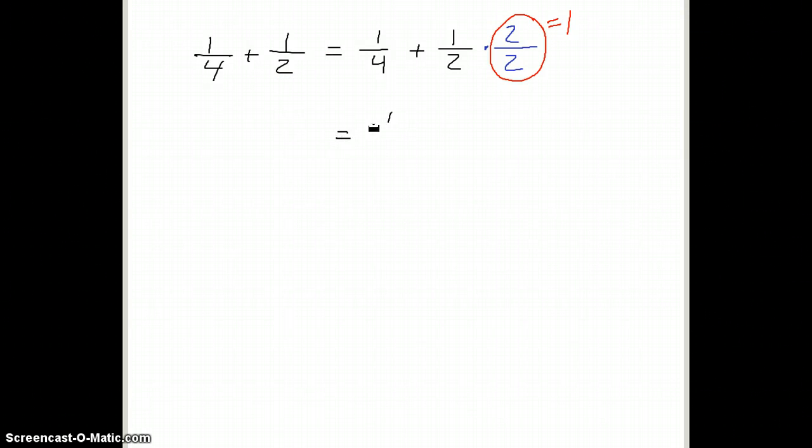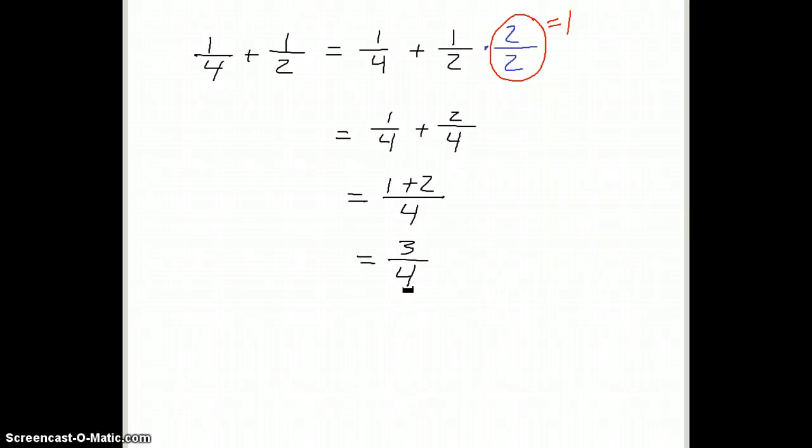Otherwise, I've changed my problem. So now I have 1/4 plus, we're going to multiply 2 times 1 for the numerator, 2 times 2 for the denominator. And clearly, 2/4 is 1/2. So that works, and I'm left with 1 plus 2 all over 4. I'm just doing a straight addition now because I have a common denominator, or 3/4, and we know that to be true. That makes perfect sense.